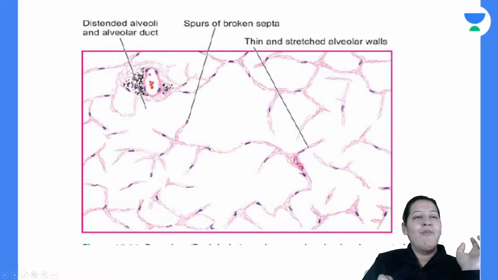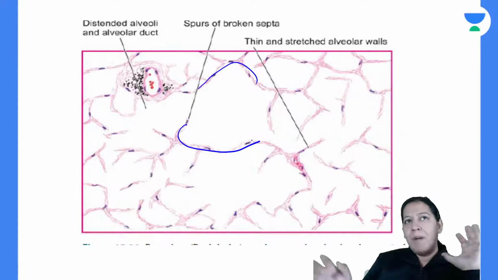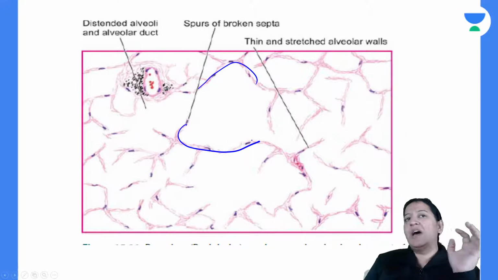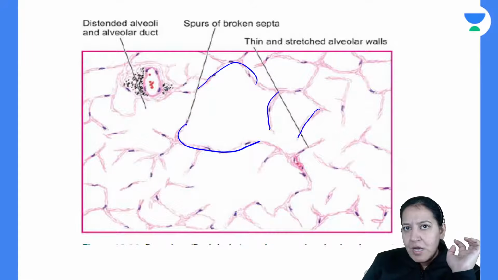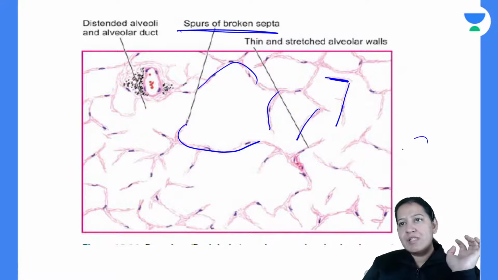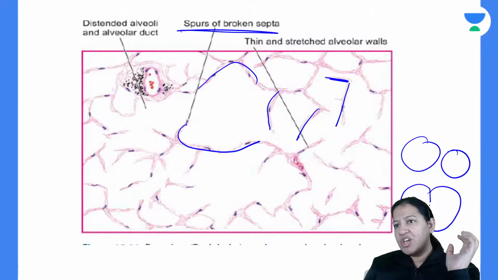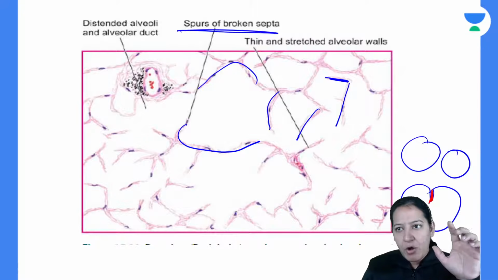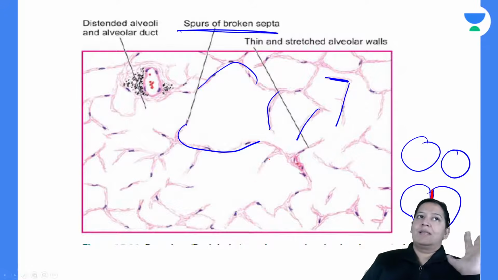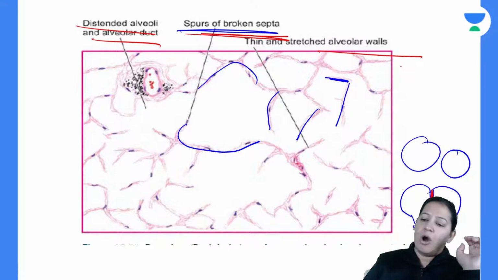Microscopically, this is the diagram. What can you notice? These are the big alveolar sacs. Multiple alveolar sacs fuse with each other and we can see the broken walls. Can you see? The wall is broken. So these are the spurs of the broken septa. They fuse with each other like this. At their junction, you can appreciate the spur of the broken wall. So dilated and distended alveolar sacs, spurs of the broken wall, and thinned out stretched walls.